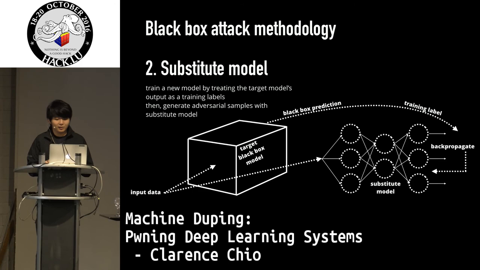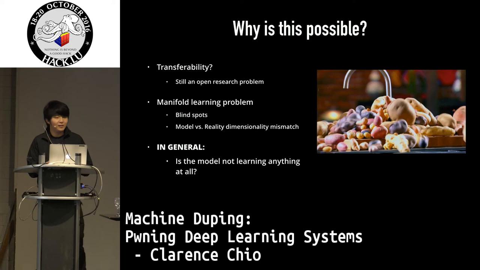So transferability, as I mentioned before, is still an open research problem. The fact that you can trick machine learning models is because there are many blind spots in the data. When you train a classifier to learn something, it is not learning everything about a dog, or it cannot possibly classify every single image that exists of a dog as a dog correctly, because there are certain blind spots that this model learns. So there's this model versus reality dimensionality mismatch, and people start to question, is this model actually not learning anything meaningful at all?